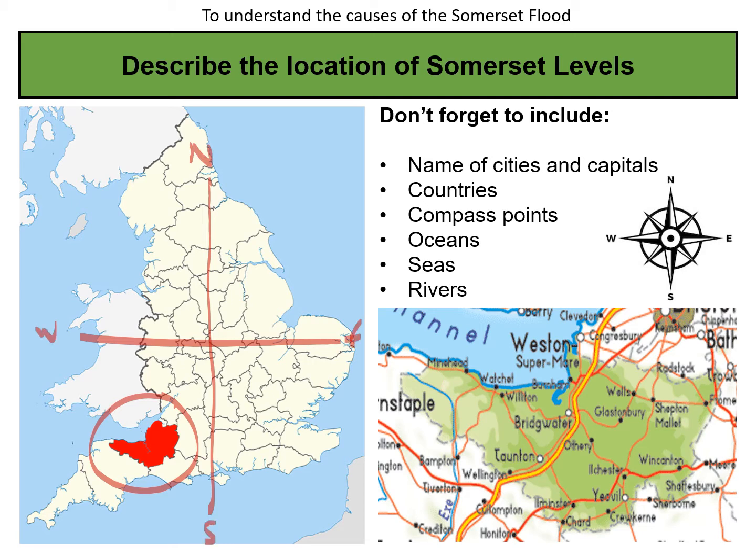You could talk about the sea that it goes onto, so what is the name of this sea? You could talk about the country that it's close to as well, so you could name what this country is called. Okay, and then you could zoom into the area and talk about regions within the Somerset level area and the river that goes through it. So pause the video here and have a go at describing the location of the Somerset levels.